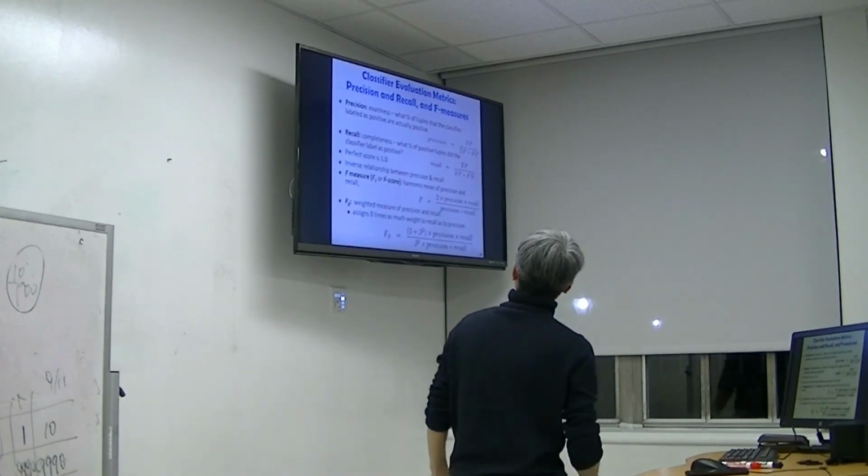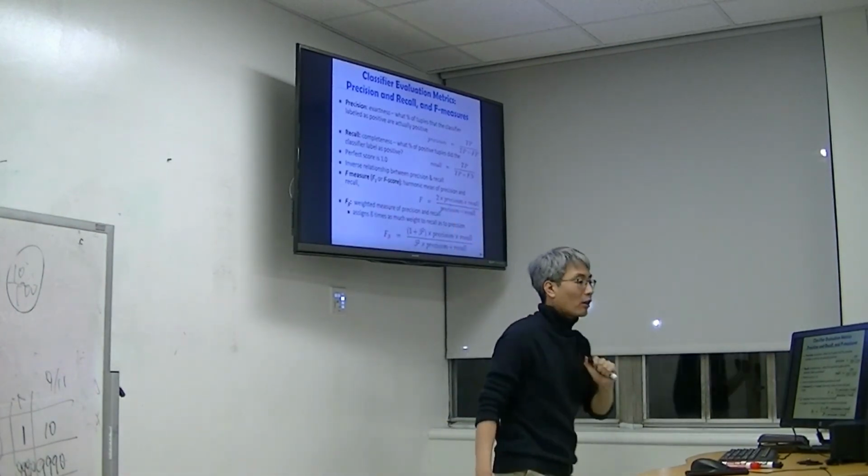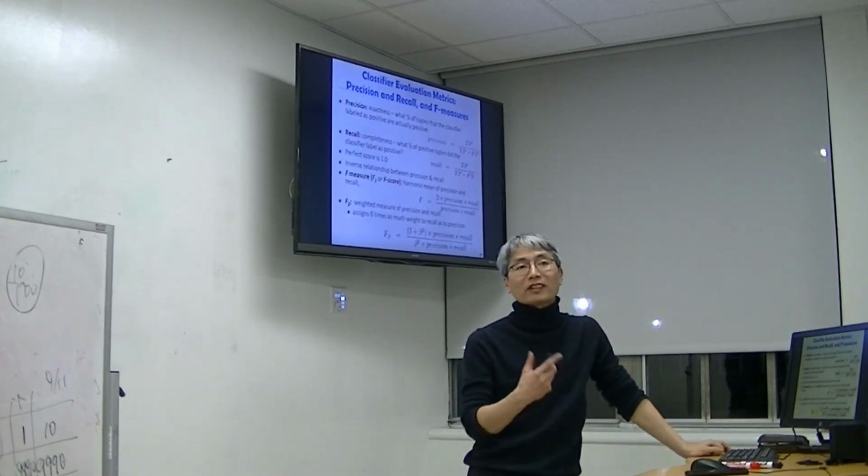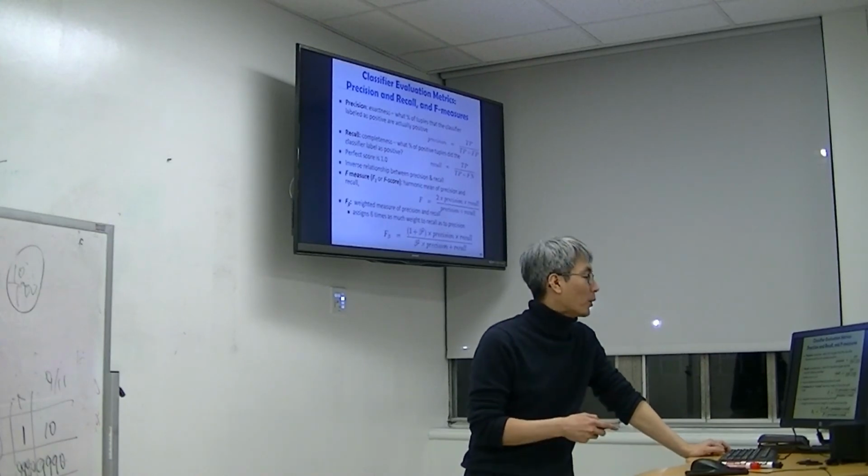By considering both of them, the average of precision and recall is the F measure. So you will often see the F measure, or precision and recall.